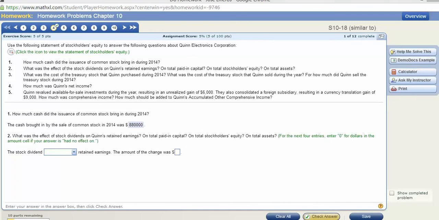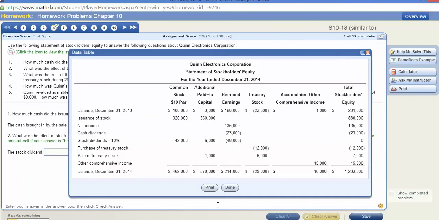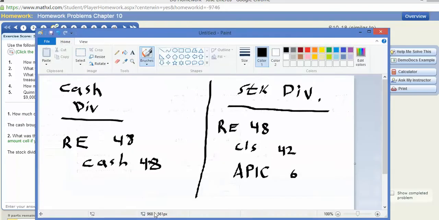Let's go on to the next one. The easiest way to look at this is to visualize what a regular dividend would be like. A stock dividend we're going to talk about in a second, but a regular dividend, if you were issuing a regular dividend of $48,000, it would reduce retained earnings by $48,000, and of course it would cost you cash. That's why it's called a cash dividend.